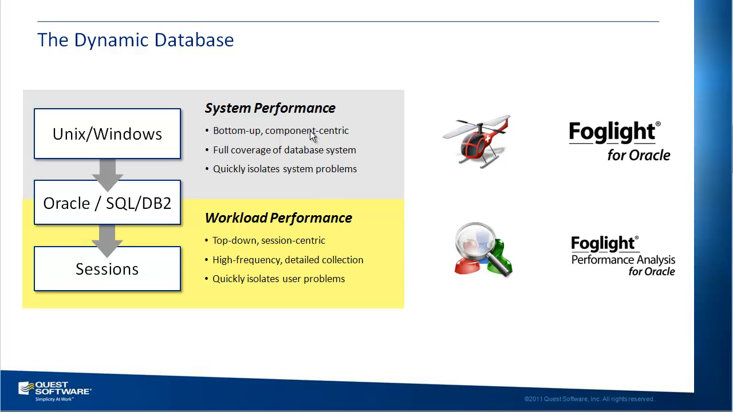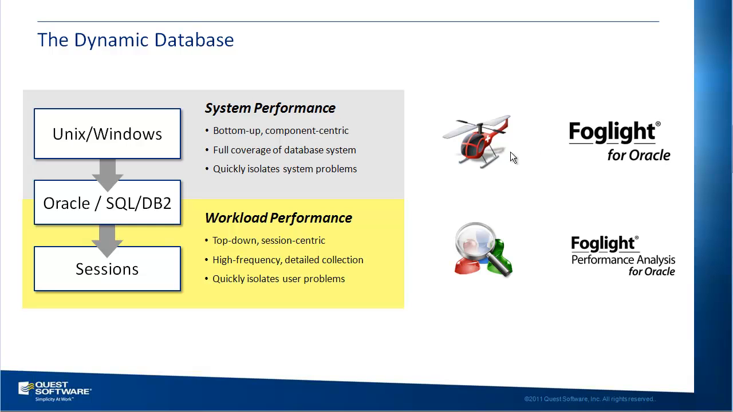I likened Foglight for Oracle to the helicopter from a systems perspective, representing a bottom-up component-centric view, showing you full coverage of the database engine. Foglight monitoring will quickly isolate those problems based on routine SQL collections, and those collections are done remotely.